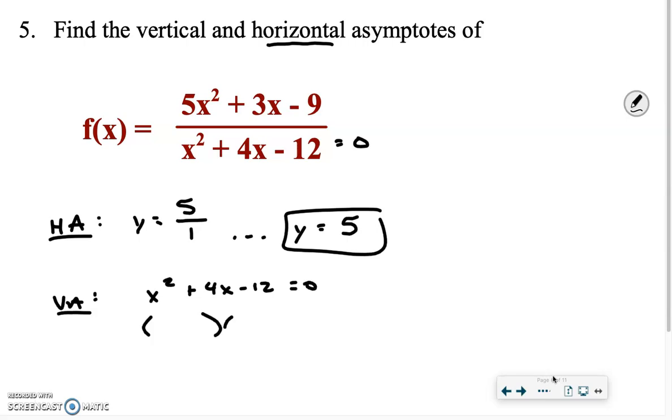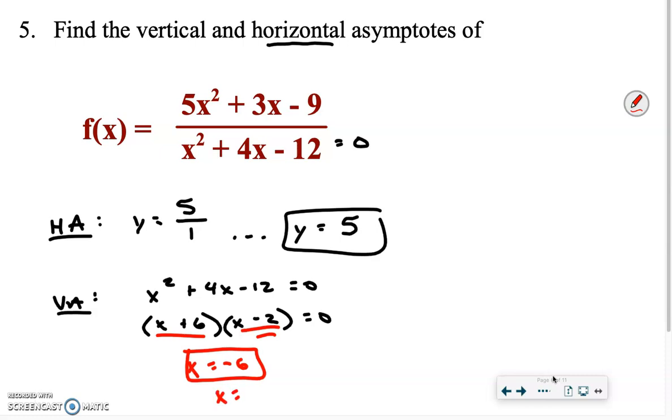So now we have a factoring problem on our hands. What multiplies to negative 12 but adds to 4, please? Positive 6, negative 2. So if x plus 6 is now set equal to 0, we have a vertical asymptote at x equals negative 6. If x minus 2 is set equal to 0, we have another vertical asymptote at x equals 2. Can we have 2 vertical asymptotes? Sure. That happens.